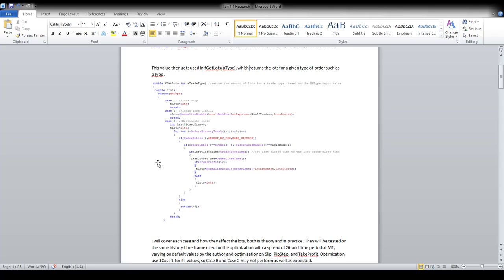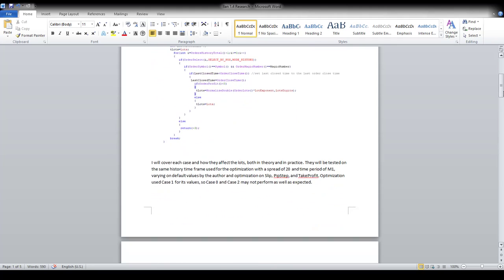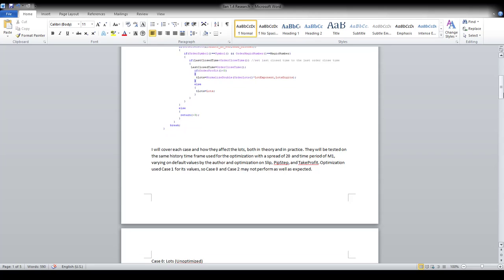So in this case, we'd require the profit to be negative in order to see any change in how the formula would work in comparison to case 0. From here on, I'll be working on testing those out with different inputs.